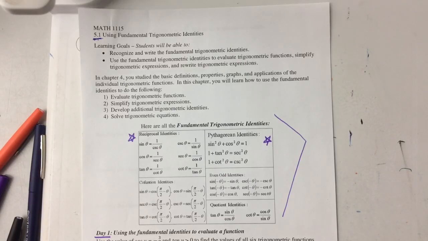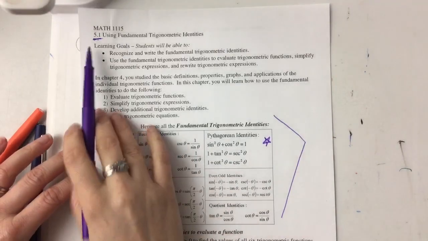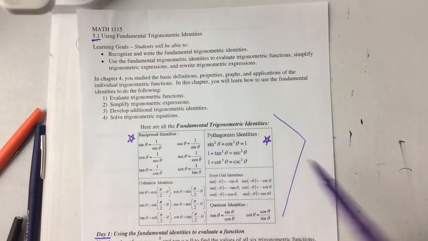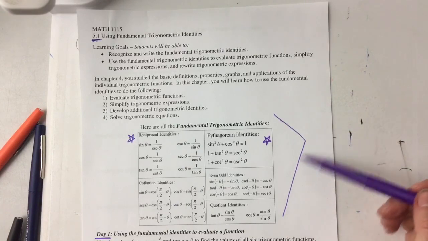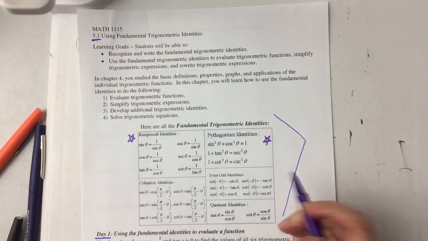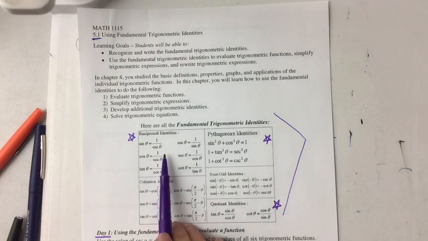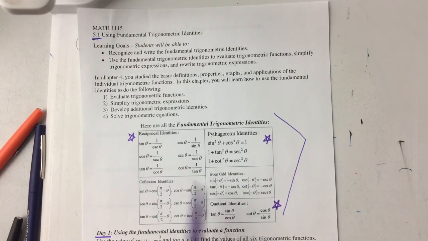Hey guys, welcome back. Today we're going to go ahead and move forward in Chapter 5, Section 1. We are going to be simplifying and verifying expressions using the fundamental trig identities. Now, 3 of these we have already used in the past. These are the 3 that we will continue using, okay?